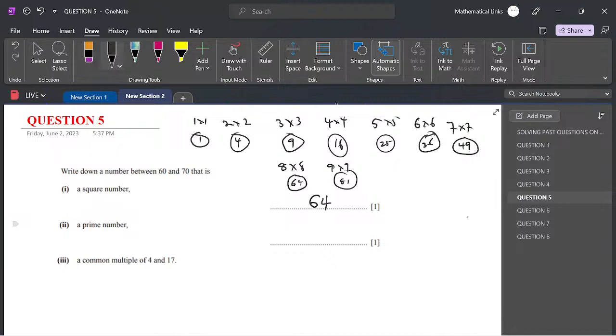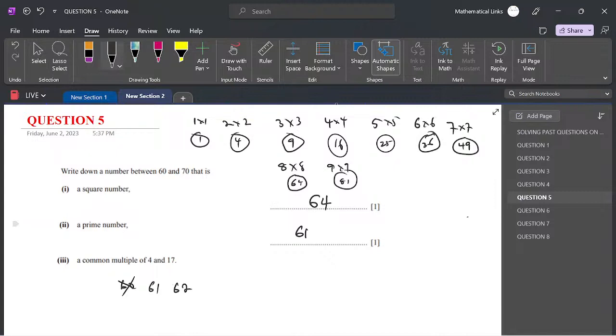Then we need a prime number between 60 and 70. So if you write here, 60 obviously is not a prime number, you know the reasons. Then 61, is it a prime number? Yes, because apart from 1 and 61, there is no other number that can divide 61 successfully. So you can put 61 here. So that's our answer in case you need another one.